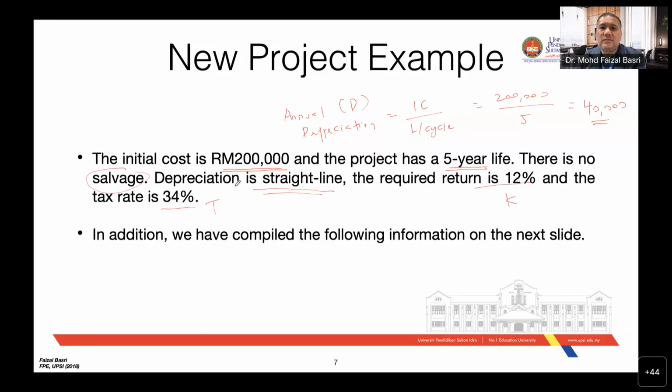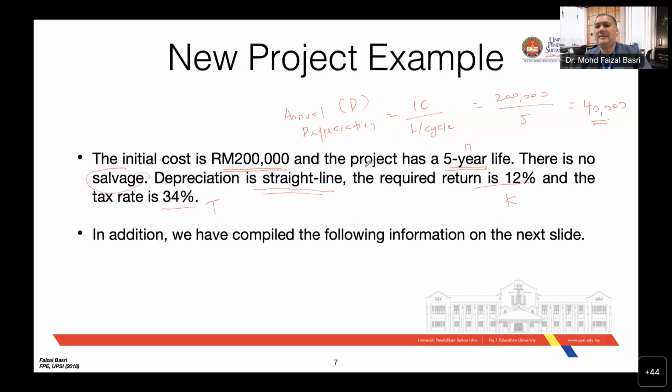Right. So we have the information here. We have the cost, 200,000, the depreciation, 40,000, and N, 5 years. The k is 12%, the required rate of return. And the tax rate is 34%, T.